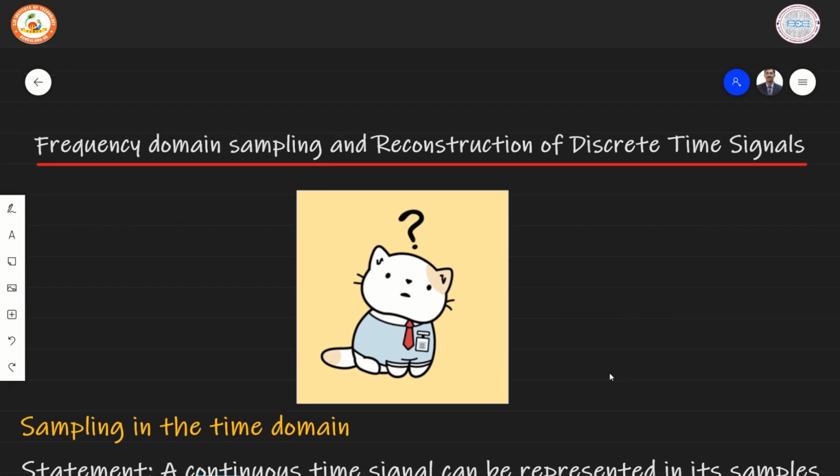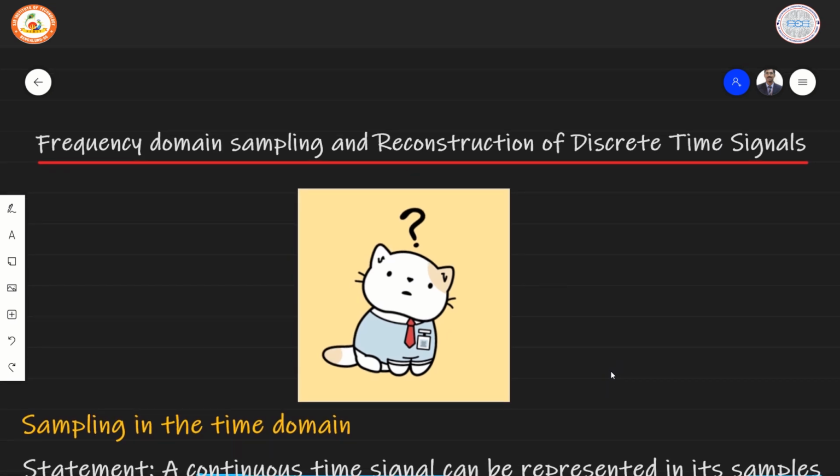Now, what do you mean by sampling? Sampling is a process of converting a continuous time signal into a discrete time signal. In other words, information which is present at all times, we are going to consider at only particular discrete instances of time.